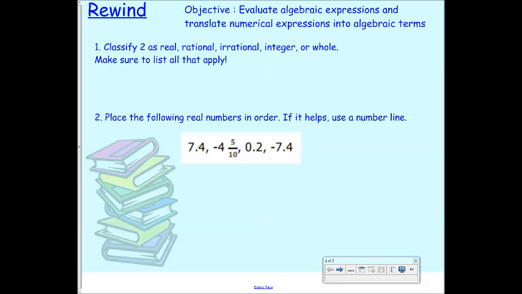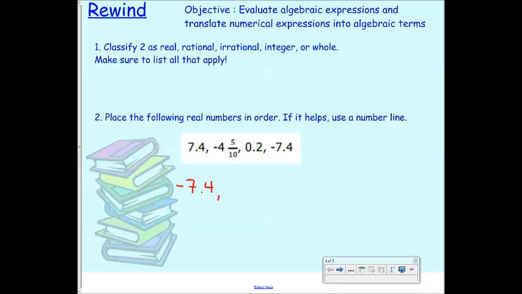Okay. How do you go about putting those in order? You start with your negatives, right? Because if you're going from least to greatest, you start with your negatives. And negatives work kind of the opposite way of positives. So what's your smallest number up here? Negative 7.4. Very good. Negative 7.4 is your smallest.